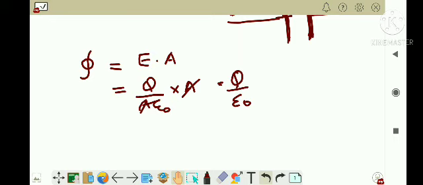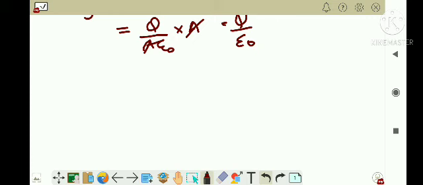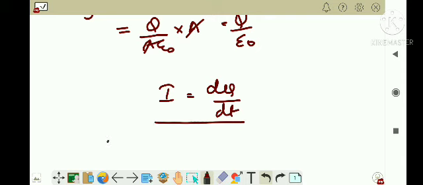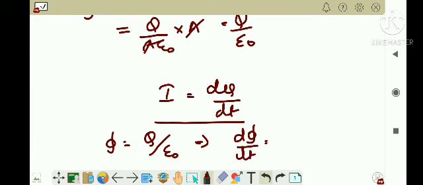Change, right? That means when the charge variation happens, there will be a current. I is equal to dq by dt, right? This expression you know, right? Now we just wrote flux is equal to q by epsilon naught, right? Now I'm going to differentiate this so that this becomes d phi by dt is equal to d by dt of q by epsilon naught.